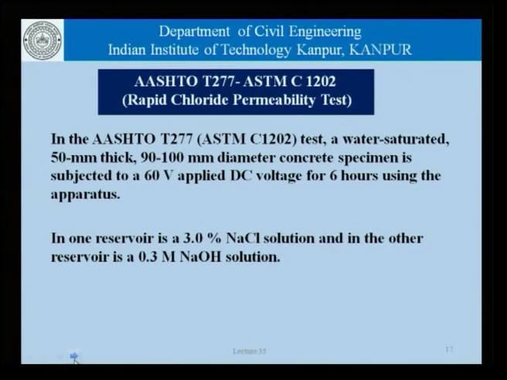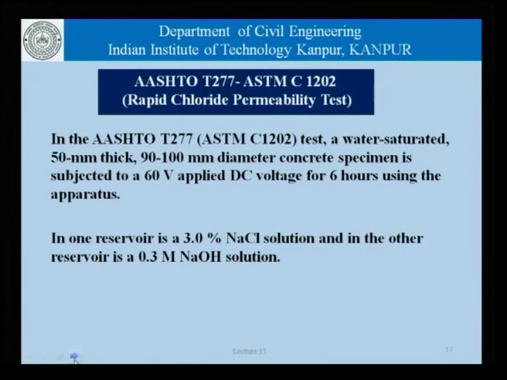One of the tests that comes to mind in this context is the AASHTO, the American Association for State and Highway Transport Officials, their test standard called T277, or the ASTM C1202, which is a rapid chloride permeability test. Now, this, as the name suggests, is a method for measuring the chloride permeability of concrete.